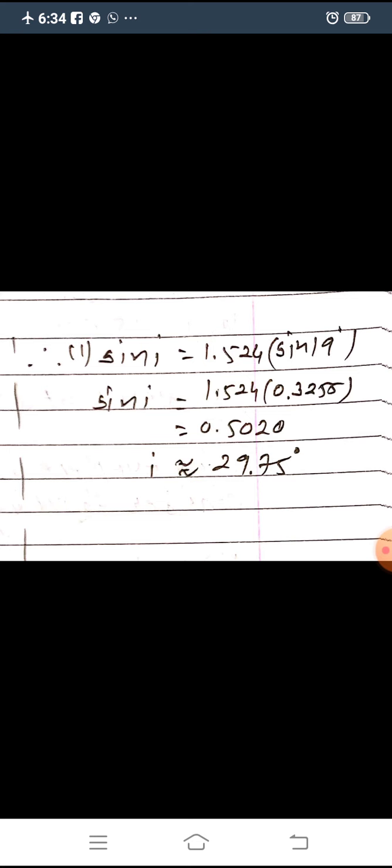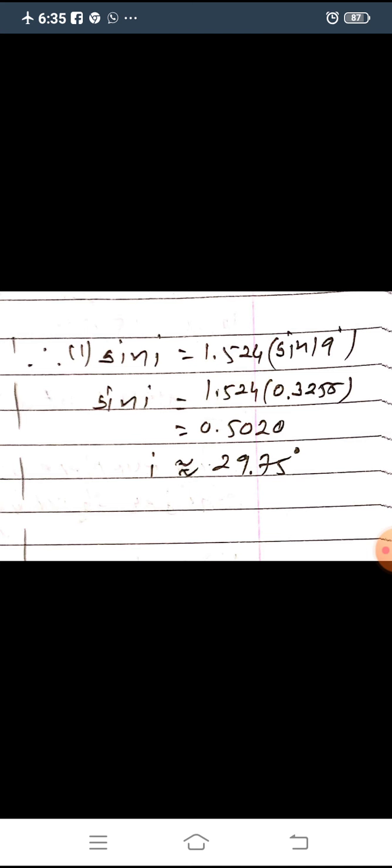The value of sine 19 degrees is about 0.3255. Do the multiplication and find the angle for the sine, which is about 29.75 degrees. So for the prism, if the angle of incidence is about 29.75 degrees, the emergent ray is just internally reflected, meaning it remains parallel to the surface AC.